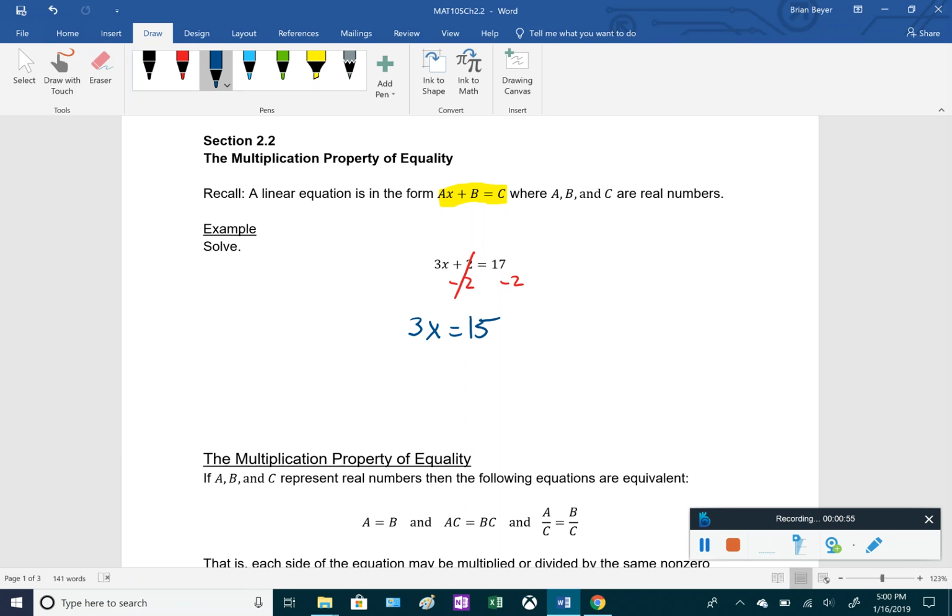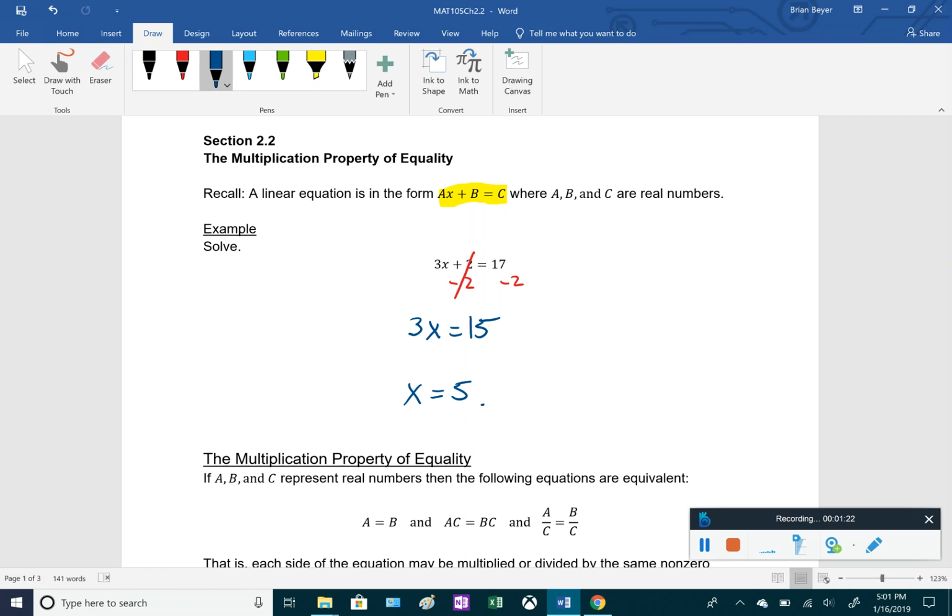Okay, so previously in section 2.1, we were getting all of the variables with a coefficient of 1 on them. This time we have a coefficient of 3. So this says 3 times x equals 15. So 3 times what equals 15? Hopefully we can figure that out without actually having to do the math. 3 times 5 equals 15. So that means x has to be 5.